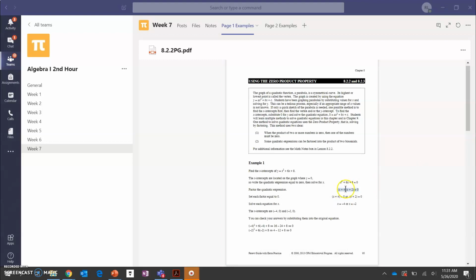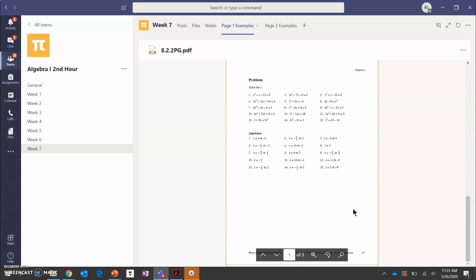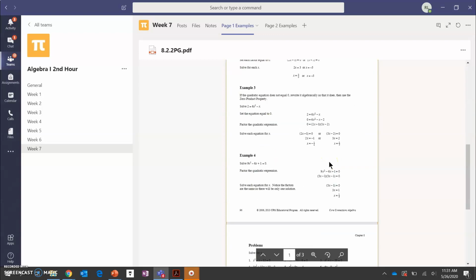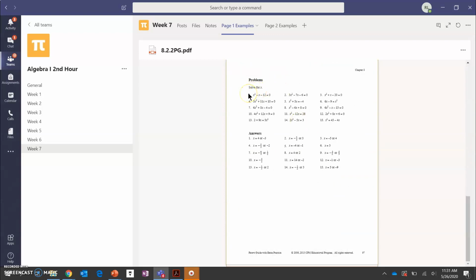So since one of them has to be 0, we're just breaking it up into 2 problems. You say x plus 4 equals 0 on the left, or you could say x plus 2 equals 0 on the right, and you solve both of them. And the problems that we're going to be doing on page 1 of the homework, which is also at the end of the examples, are problems 1 through 5.